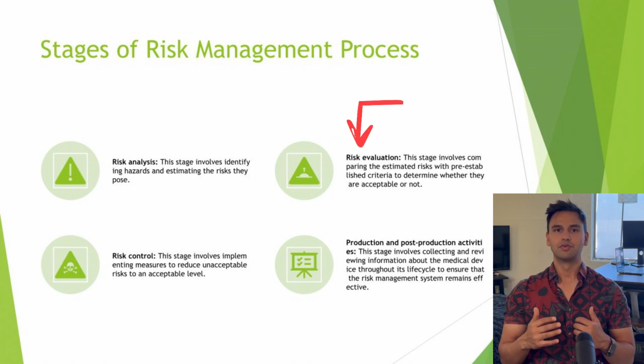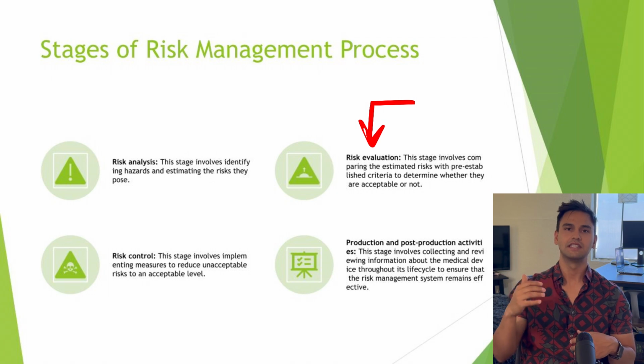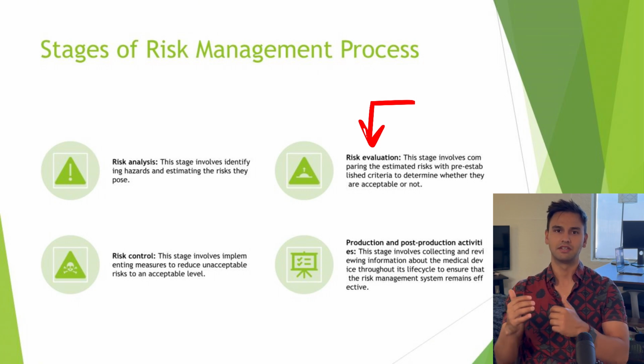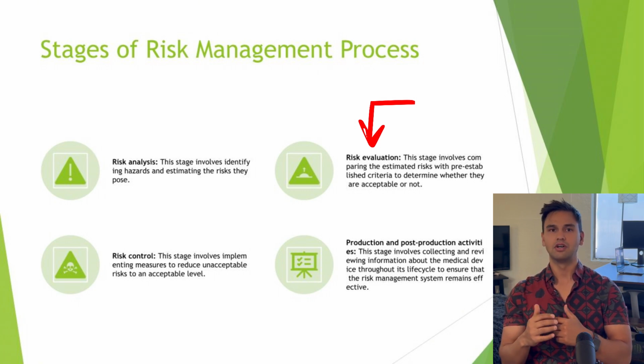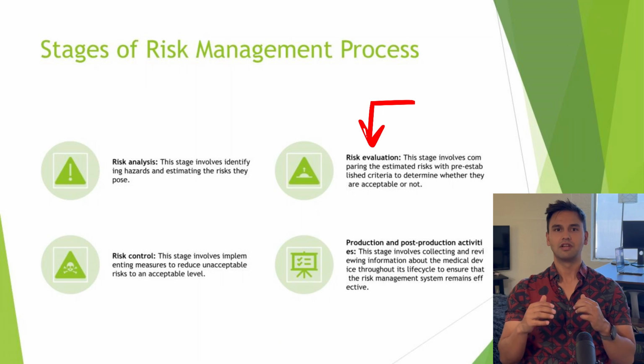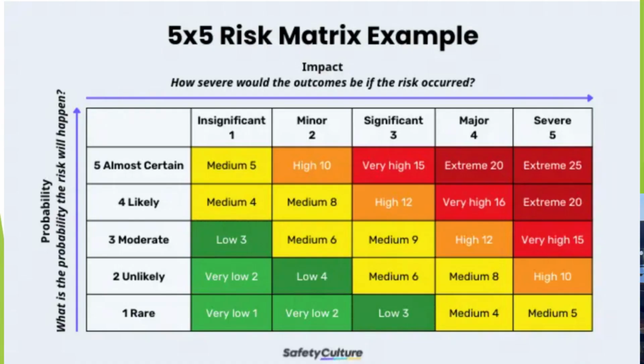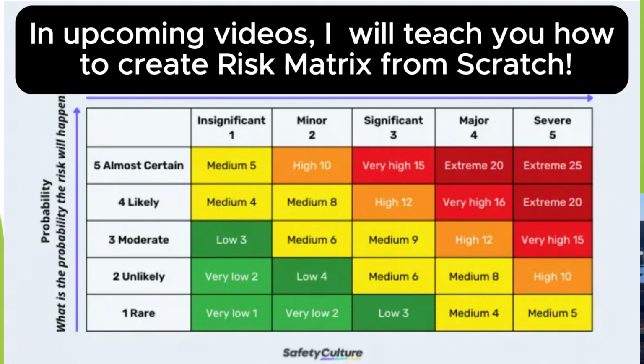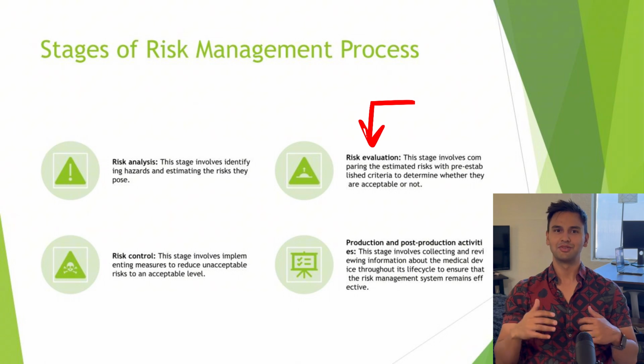The second one is risk evaluation. This stage involves comparing the estimated risk with the pre-established criteria that you have determined, whether they're acceptable or not, right? So usually you'll have something called a risk matrix, and you'll say, hey, medium risk is okay, low risk is okay, but high risk is not okay. We need risk control, right? So that brings me to risk control.